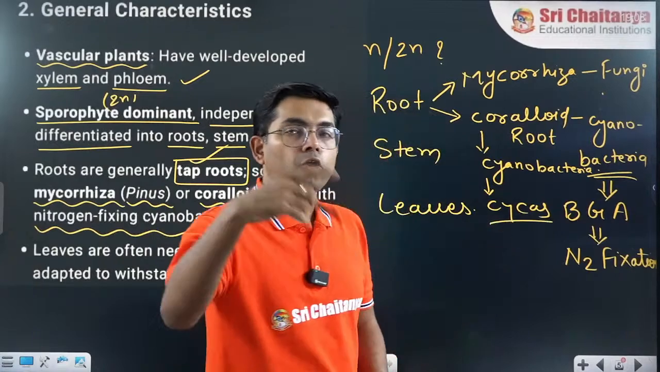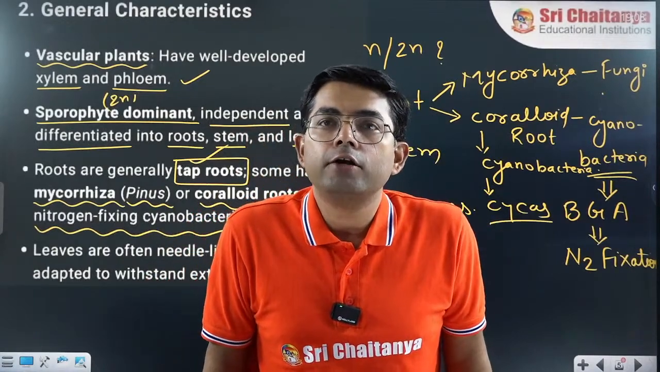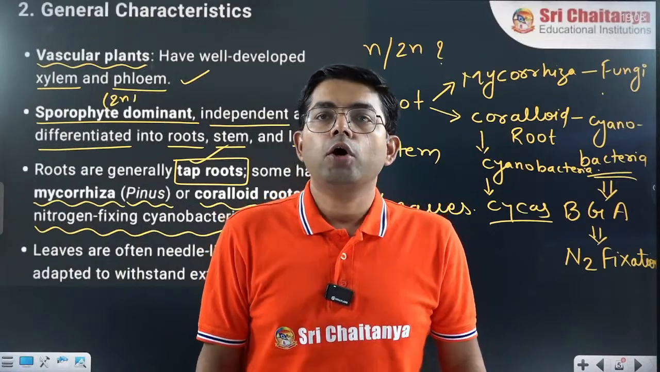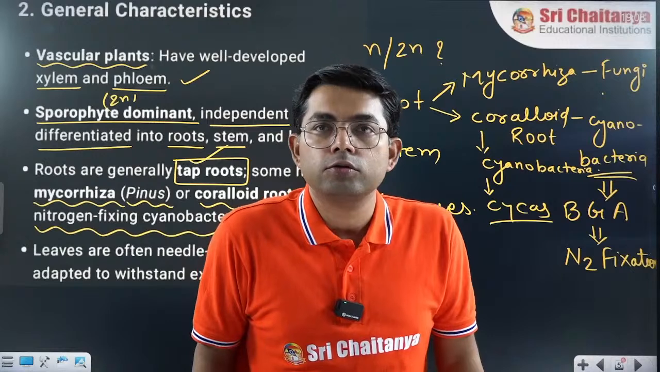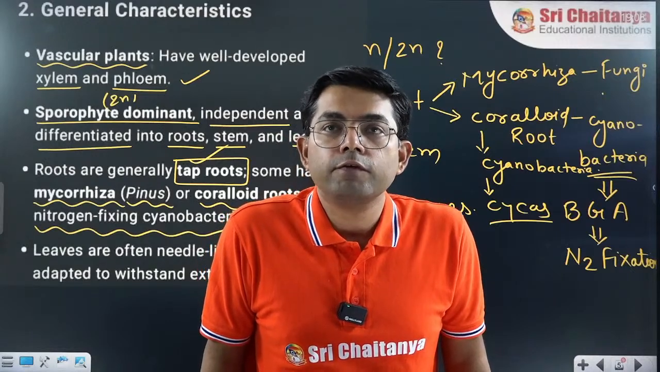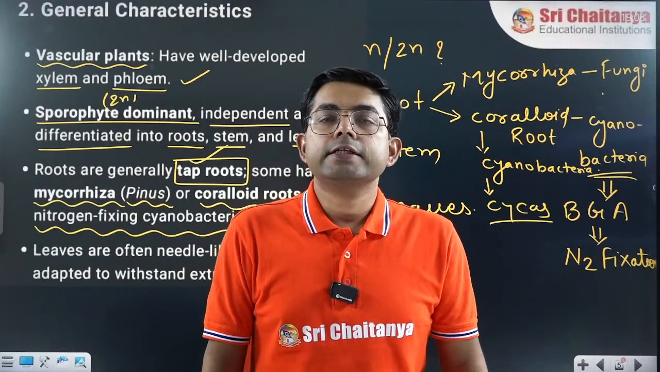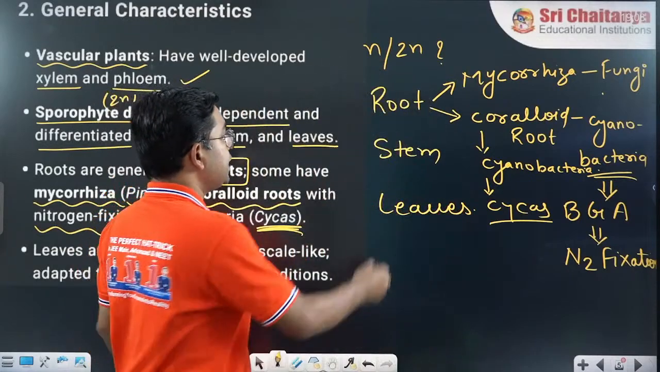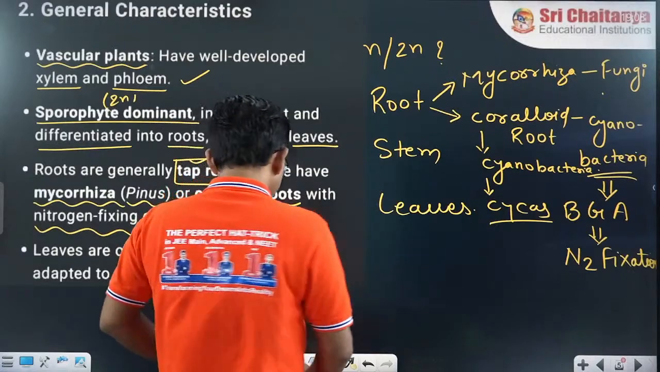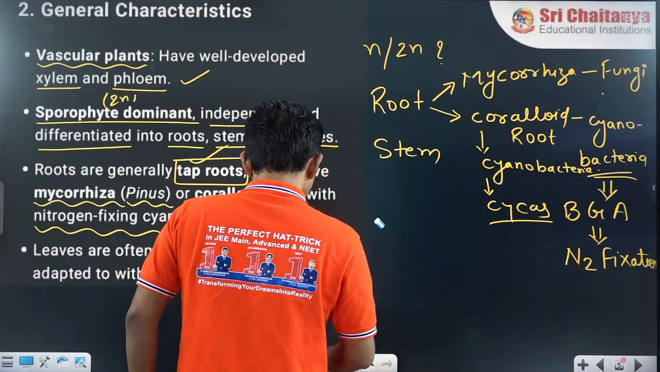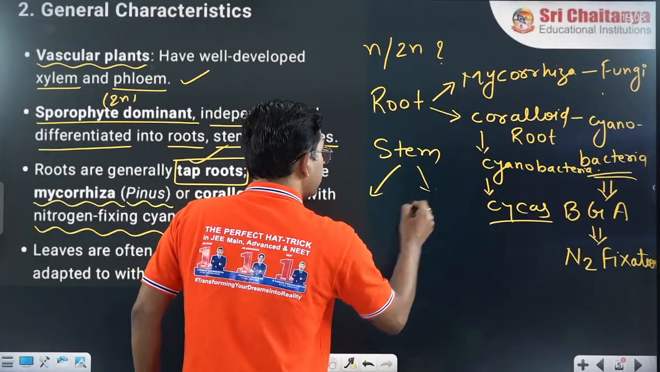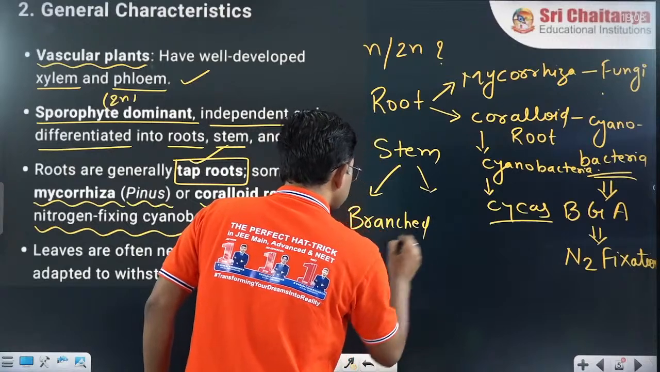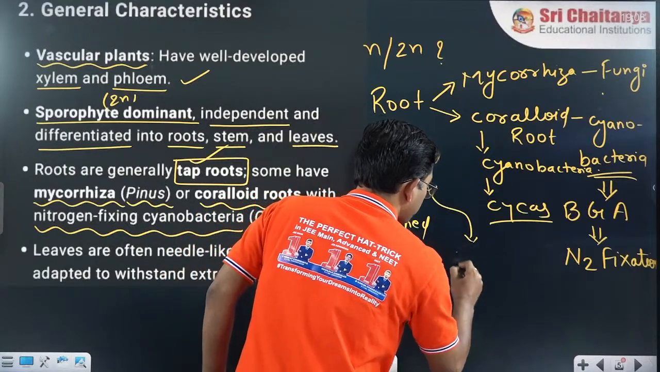So now if I ask you coralloid root is present in, what will be your answer? Cycas. What is the main function of coralloid root? You will say nitrogen fixation. It is association with cyanobacteria. Then stem. The stem can be branched or it can be unbranched.